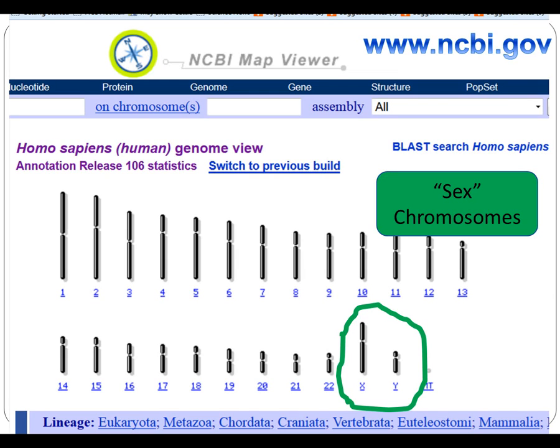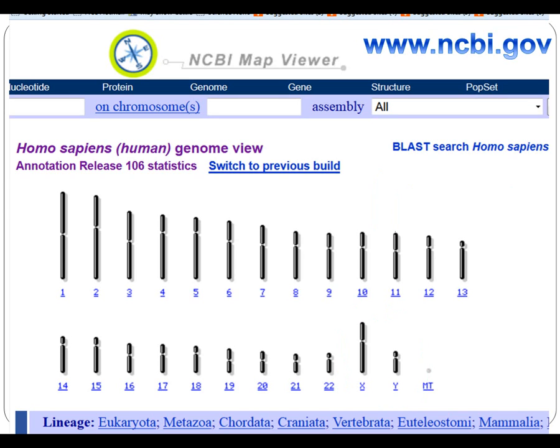Alright, so are we okay on what a sex chromosome is? It's just chromosome number what? And it does have a lot to do with what? Gender, but is that all that it does? No.